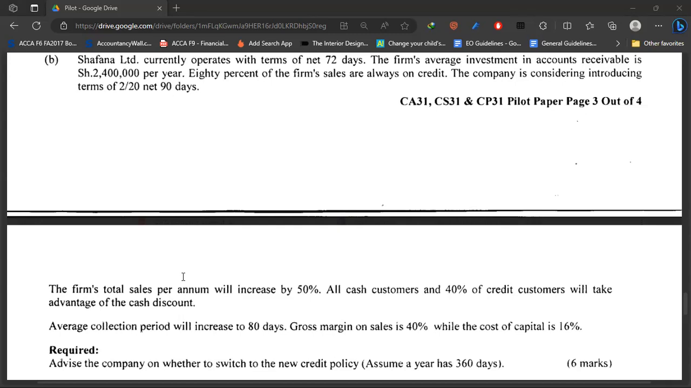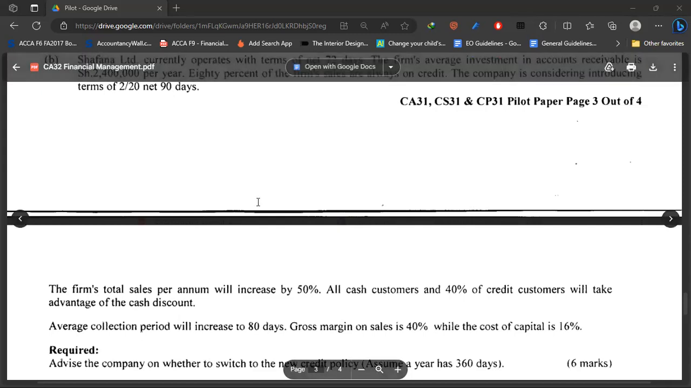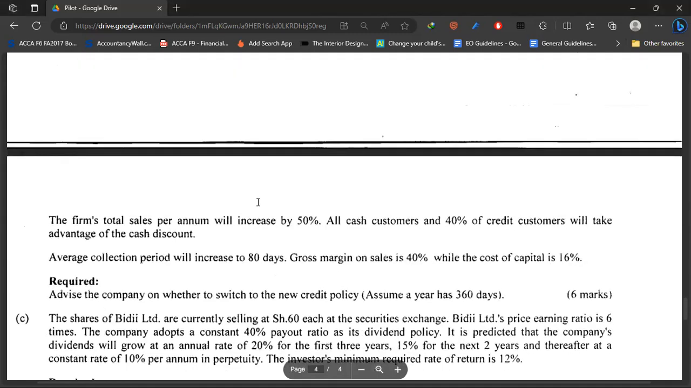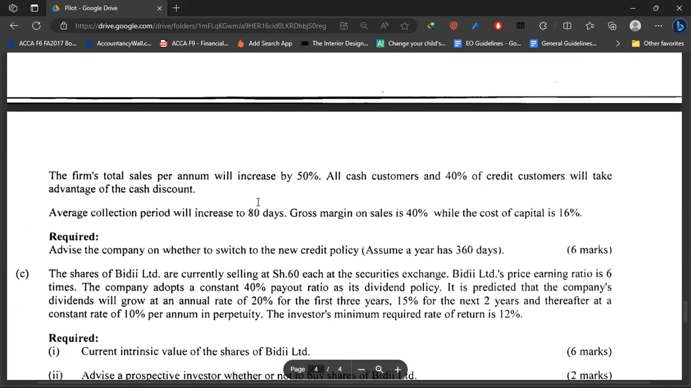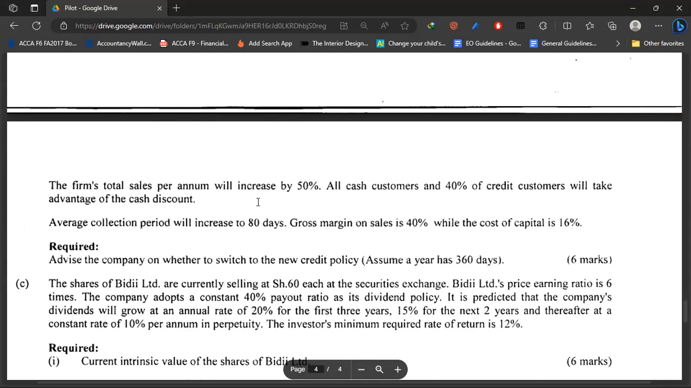Average collection period will increase to 80 days. Gross margin on sales is 40%, while the cost of capital is 16%. Required: advise the company on whether to switch to the new credit policy.